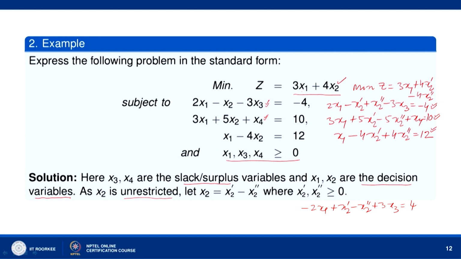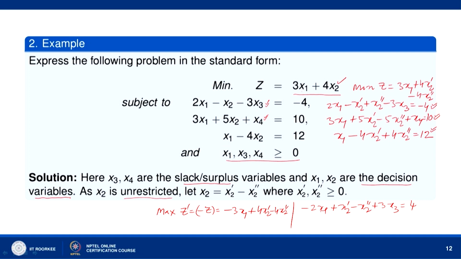The minimization of z is given as the LPP. So, we convert it to a maximization problem. So, maximization of z dash equal to minus z, that is minus 3 x 1 minus 4 x 2 dash plus 4 x 2 double dash. This is how we convert this minimization of z to maximization of z dash. So, now we have maximization of minus 3 x 1 minus 4 x 2 dash plus 4 x 2 double dash subject to the constraints.